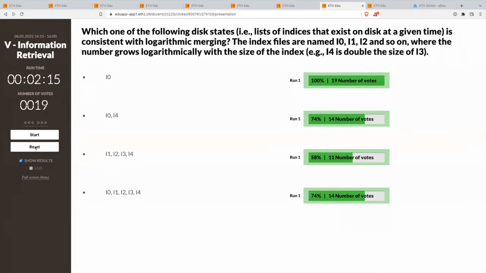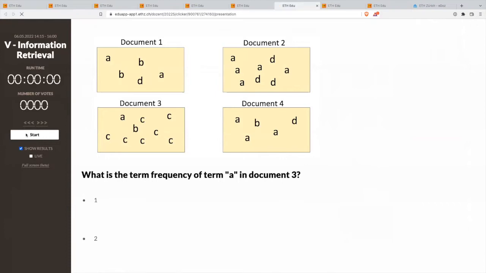Okay. Here's another one. What is the term frequency of term A in document 3?